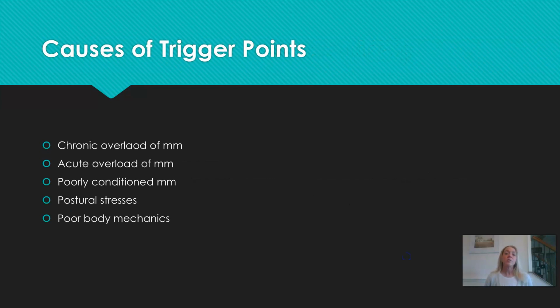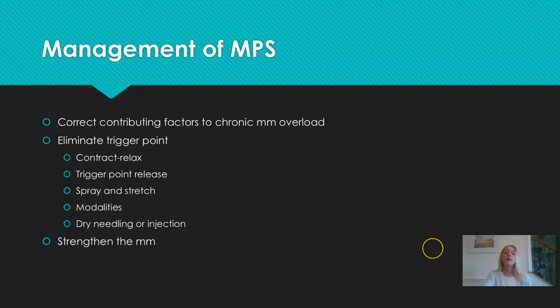Some causes of these trigger points can be chronic overloading of the muscle or even an acute overload, usually due to some sort of trauma, poorly conditioned muscles, postural stresses, and poor body mechanics. Oftentimes this is more of an overuse or gradual development over time. Again, it can be really linked to a trauma as well. So management, again, if we can figure out if there is something overloading these muscles, if this is due to a postural disorder or something like that, we can try to alleviate the symptoms by addressing those issues.